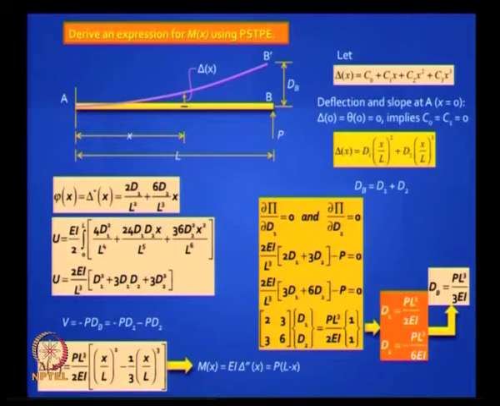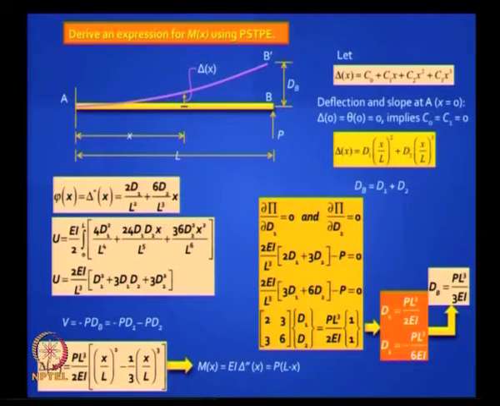invoke this principle of minimum potential energy and you get two equations, dou pi by dou d1 equals 0 and dou pi by dou d2 equals 0. You can solve them simultaneously and you get exact values of d1 and d2, and you get back the expression that we had derived earlier for deflection, including, of course there we had included shear deformations, but without shear deformations you get PL cube by 3EI.